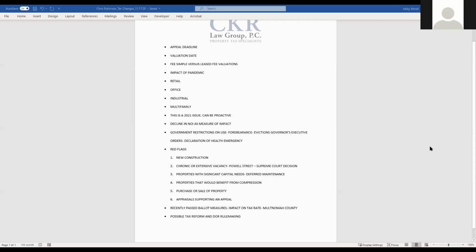According to the information on the website, that measure will add 80 cents per thousand of assessed value. And then parks will add 61 cents per thousand of assessed value. So we're definitely going to see an increase in tax rates, but I don't think those will be fully implemented until 2022.